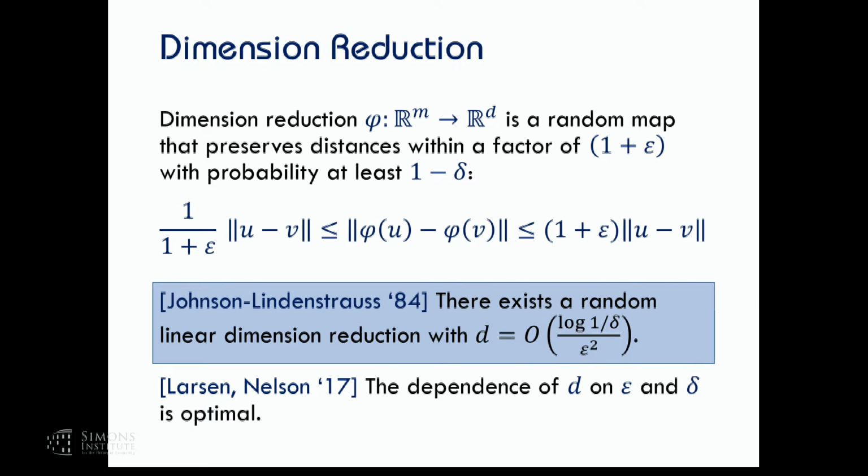And here, epsilon and delta are the parameters. Dimension reductions were introduced and studied by Johnson and Lindenstrauss in 1984, and they showed that there exists a family of random dimension reductions with dimension equal to log(1/delta) over epsilon squared. And as was relatively recently shown by Larsen and Nelson, this dependence of d on delta and epsilon is actually optimal.